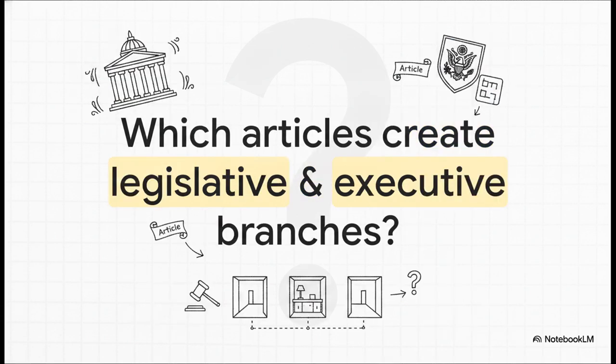Let's push just a little further. Think back to our blueprint table. Which specific articles built those first two essential rooms? It's literally as easy as 1, 2, 3. Article 1 for the legislative branch and Article 2 for the executive.